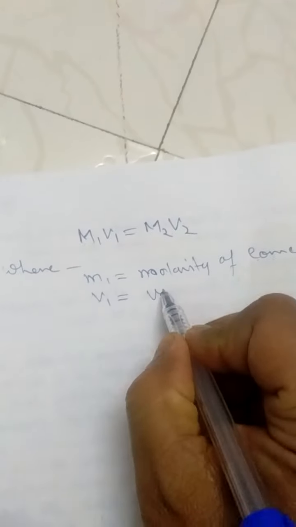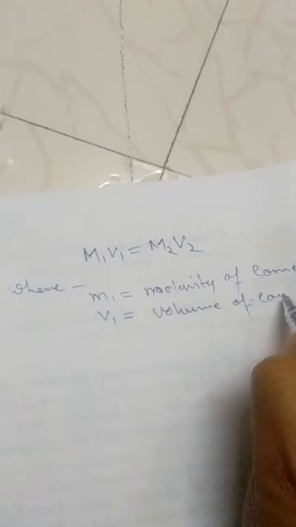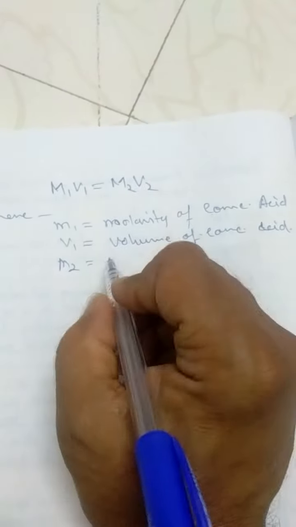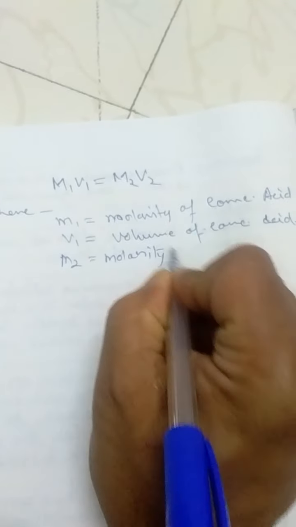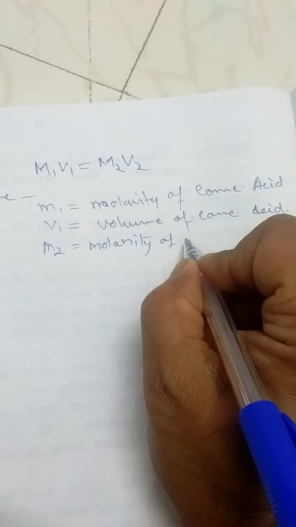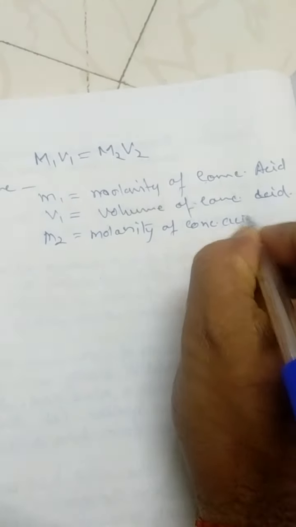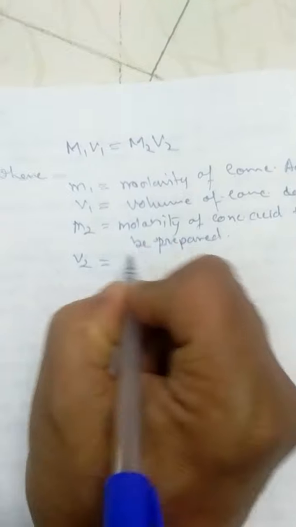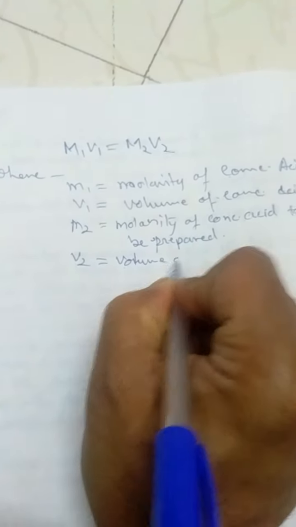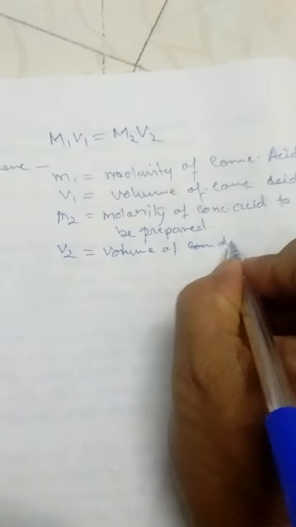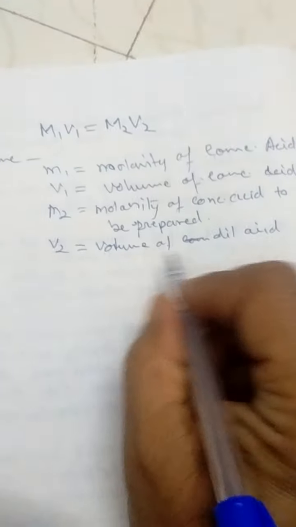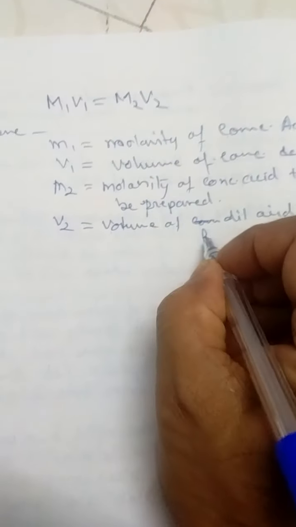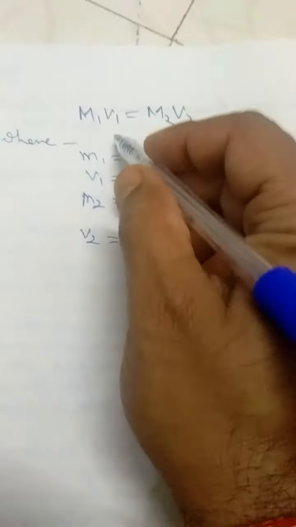V1 is equal to the volume of concentrated acid, M2 is equal to the molarity of the acid to be prepared, and V2 is equal to the volume of diluted acid to be prepared. So this is the molarity equation.